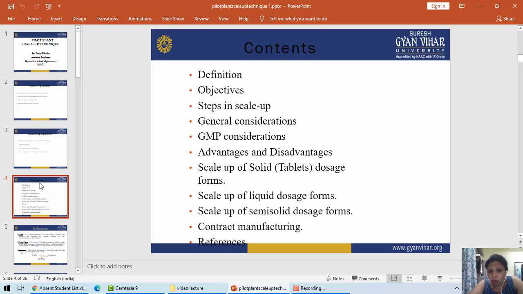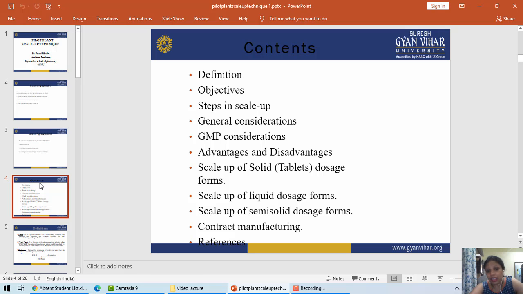Next is the scale up of liquid dosage form. We'll discuss how we can do pilot plant scale up of something liquid, like if we want to make a syrup formulation, how we can scale up this type of liquid dosage form. So we will come to know about this.